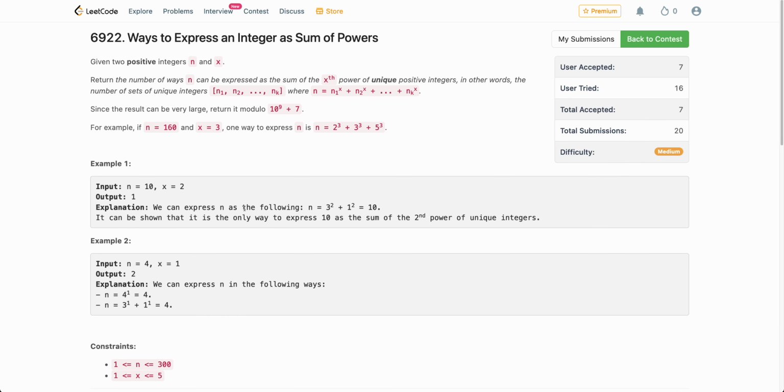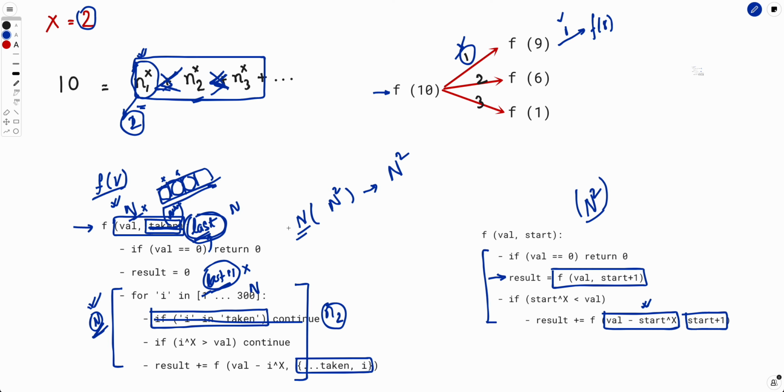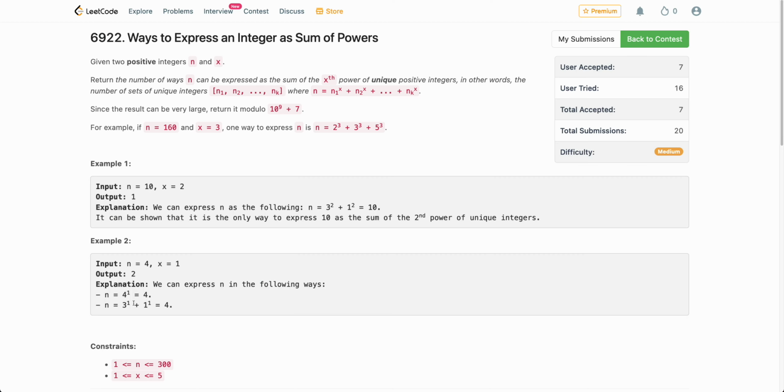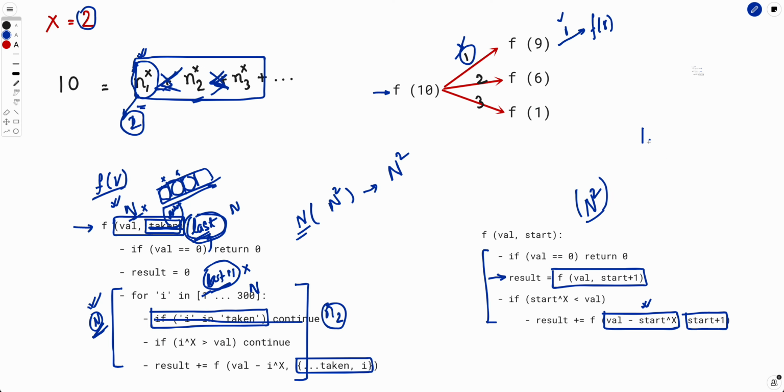So hope this entire solution makes sense. If you have any doubts in any of the approaches, feel free to post them in the comments below. I will be happy to answer. One small follow-up could be, notice that the arrangement 3, 1 is equal to the arrangement 1, 3, right? So these two are considered as equal sets. So a follow-up could be, what if they are different? How will you modify this entire algorithm to solve this particular problem?